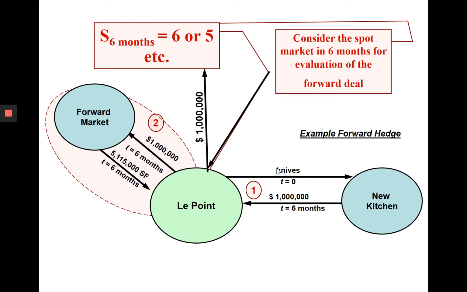conventionally today is time zero in finance and economics, the product, which in this case are knives, are shipped from Switzerland to USA.